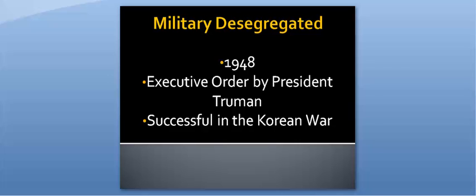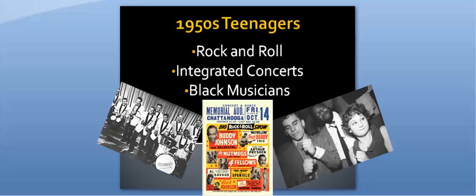In 1948, President Truman then desegregated the military by executive order. See, some of this stuff we've already talked about. And just a few years later, that was tested in combat in the Korean War. And America saw that blacks and whites could successfully work next to each other in combat. So why couldn't they do that in other places?